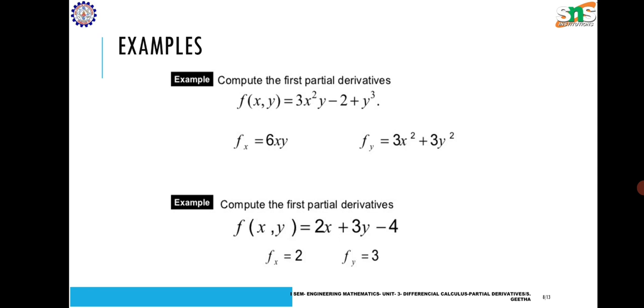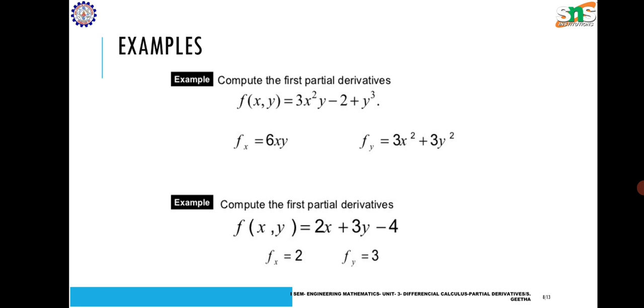Here we are having one more algebraic equation, f of x comma y is equal to 2x plus 3y minus 4. So differentiating the above function with respect to x, here we are having only one x function, that is 2x. Differentiating x we get 1. So fx is equal to 2. Differentiating 3y minus 4 with respect to x, it will be 0.